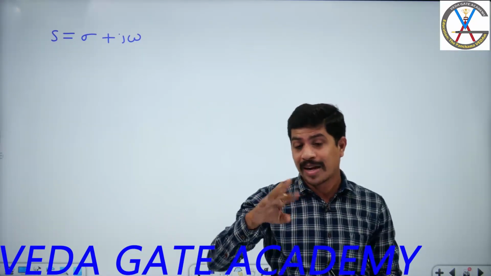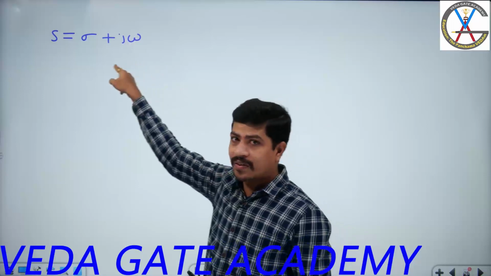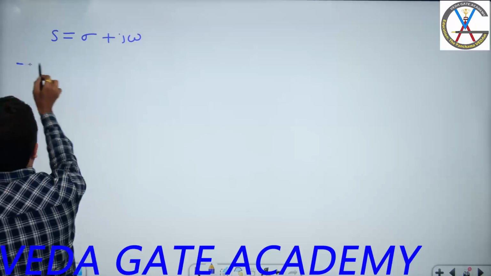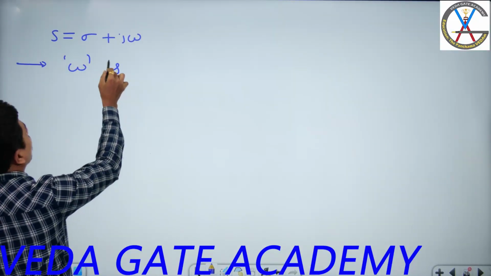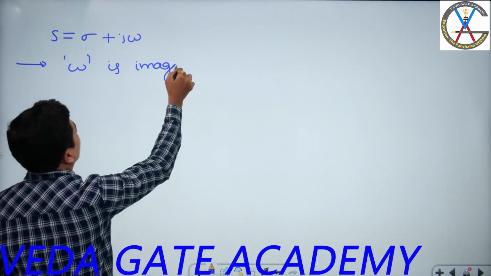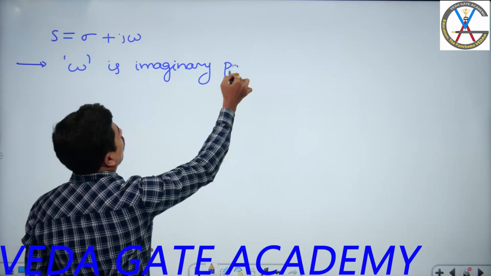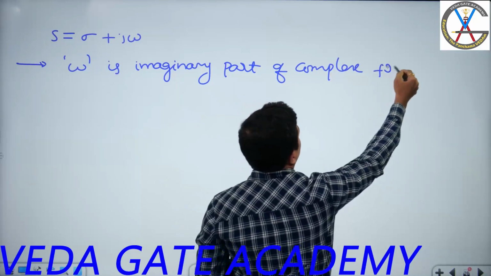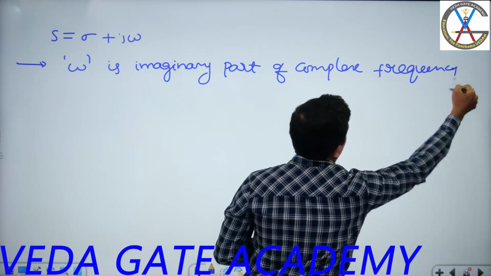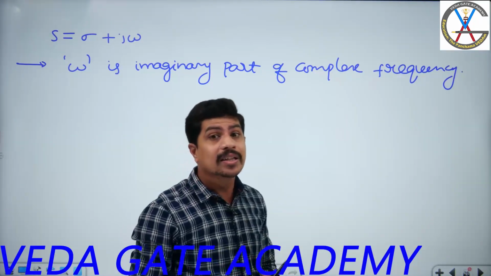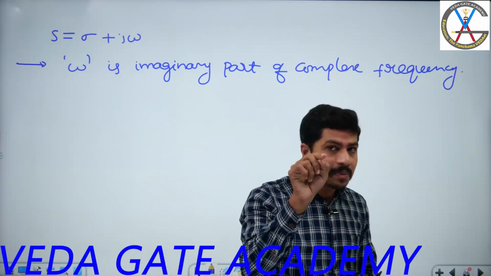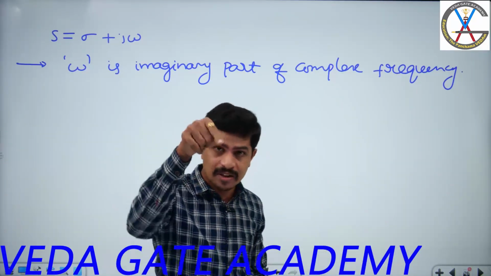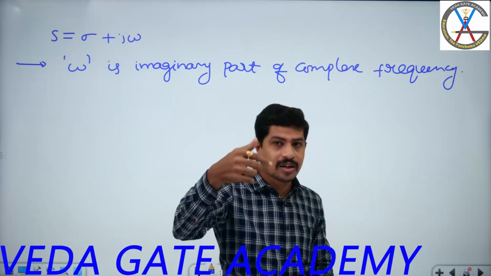Let's understand the difference between mathematics and engineering. Omega is the imaginary part of complex frequency. Interview question, brother: omega is the imaginary part of complex frequency, s. People will misunderstand this and say, sir, omega is imaginary frequency. Omega is a real frequency. Yes, now the confusion has started in your mind.